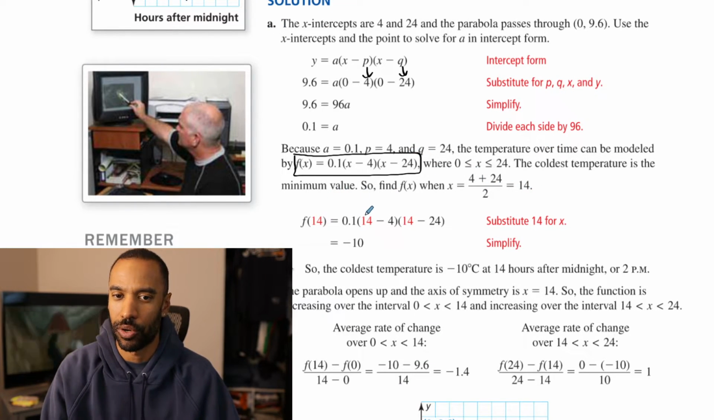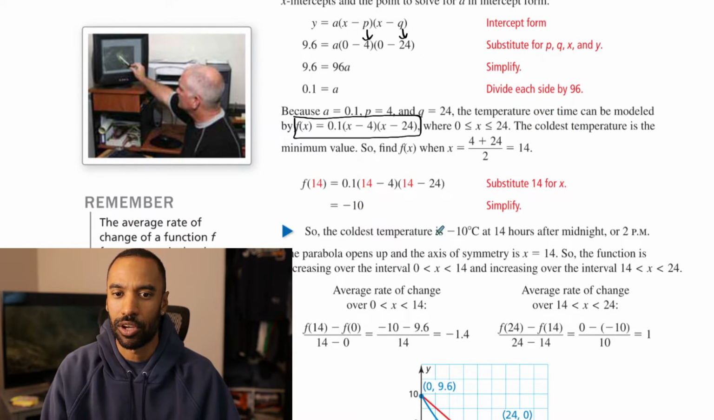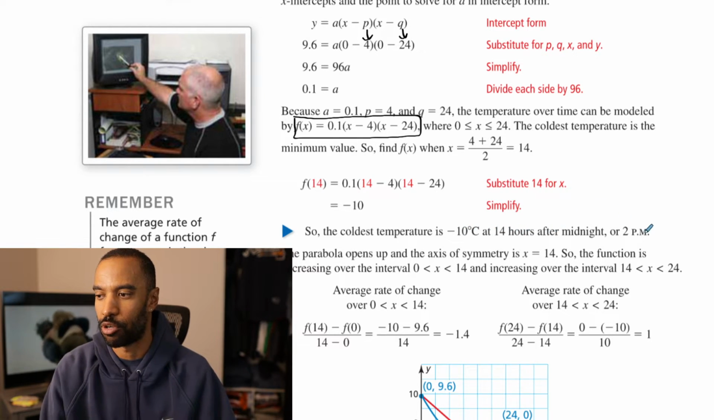Then plug 14 into your equation from your model. You plug 14 in, apparently you get negative 10. The coldest temperature is negative 10 degrees Celsius at 14 hours after midnight, or 2 p.m.